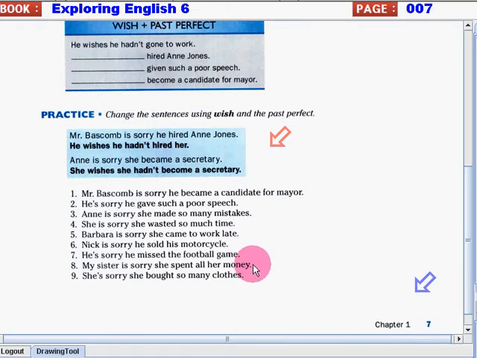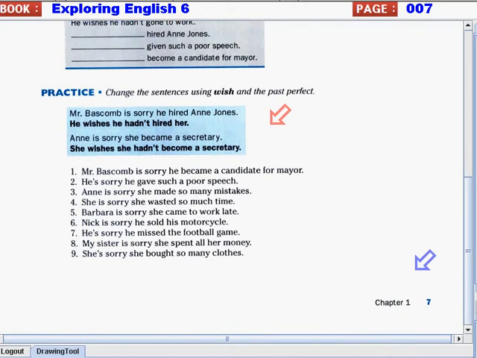My sister is sorry she spent all her money. She wishes she hadn't spent all her money. She's sorry she bought so many clothes. She wishes she hadn't bought so many clothes.